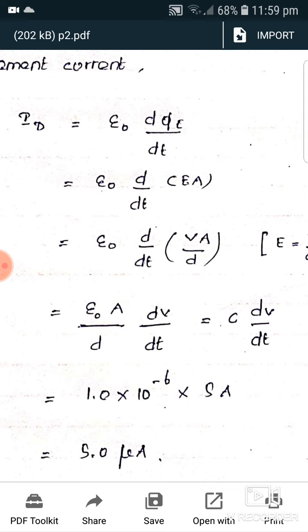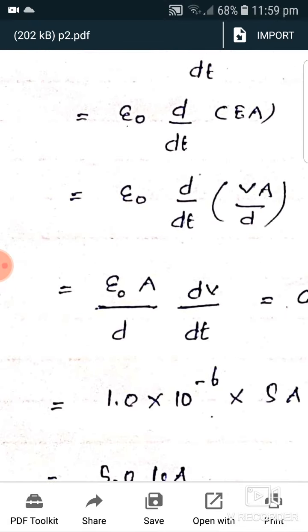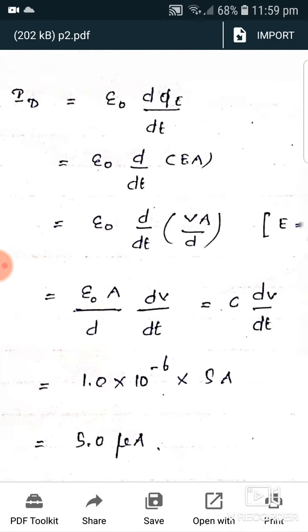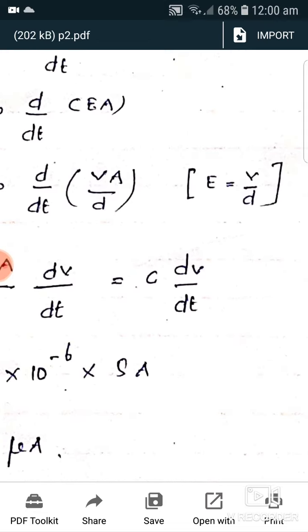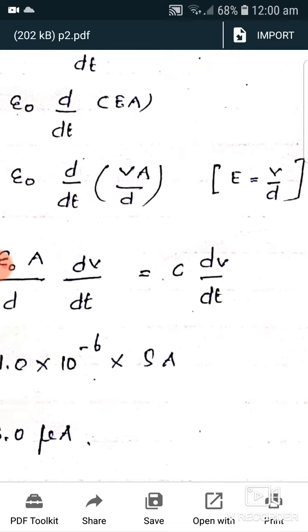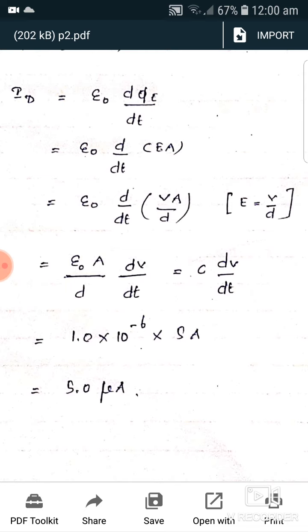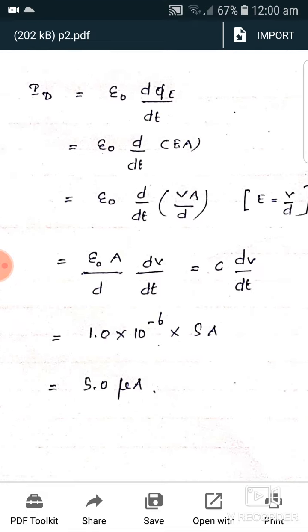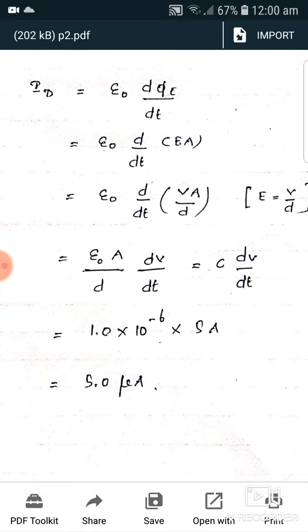Here ε0 A/D is called the capacitance. ε0 is the permittivity, A is the area, and D is the distance between the two parallel plates; that is called C, the capacitance of the capacitor. We know the value of C and also dV/dt. Just substitute C = 1 × 10^-6 and dV/dt = 5. Multiplying, you will get the displacement current of 5 microampere.